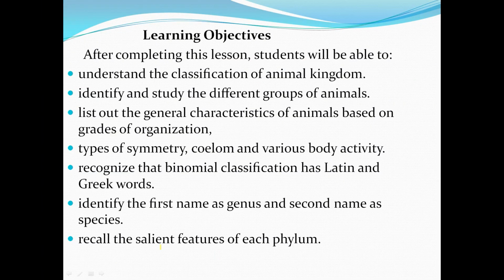Learning objectives of this lesson. We are going to learn this lesson to understand the classification of the Animal Kingdom, to identify and study the different groups of animals, to list out the general characteristics of animals based on the grades of organization, to differentiate animals according to the type of symmetry, coelom, and various body activity, to recognize that binomial classification has Latin and Greek words, to identify the first name as genus and the second name as species in the scientific names of organisms, and to recall the salient features of each phylum.